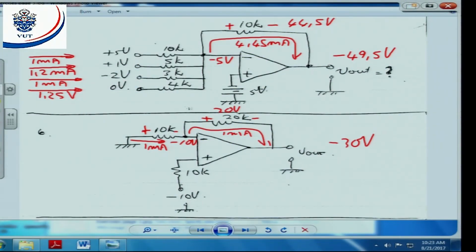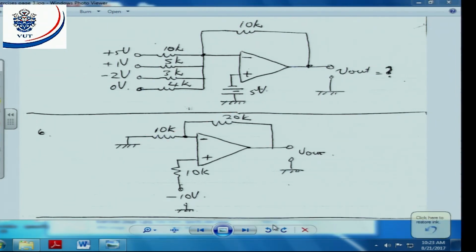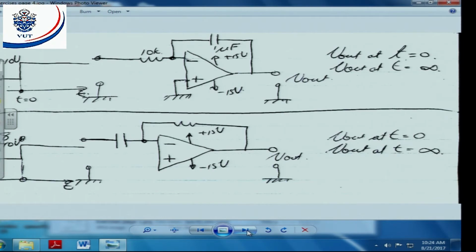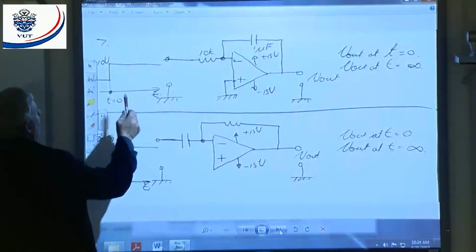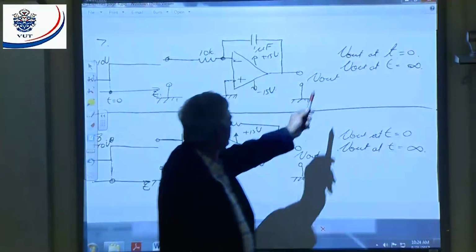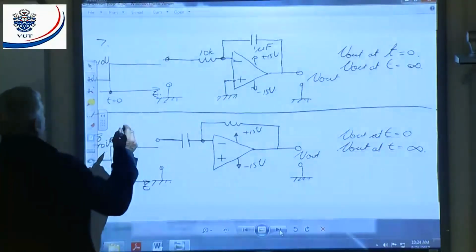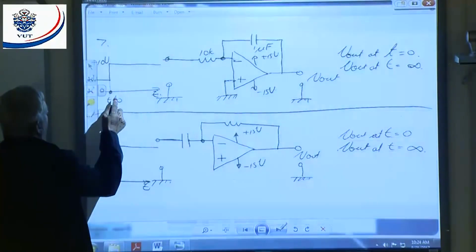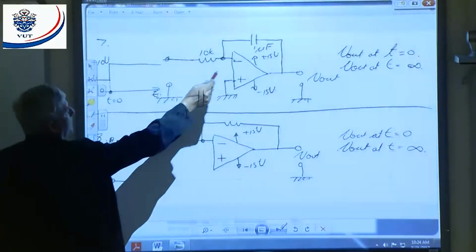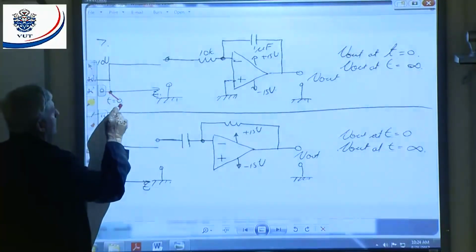All right, let's look at number 7. Number 7, I put a step function in. That's a step function. And I want the output. Now I ask you, V out at t is equal to 0. The output will do the following. If I can draw it in here, the output, when I go positive, it will integrate negative. That means the output will do something like that.